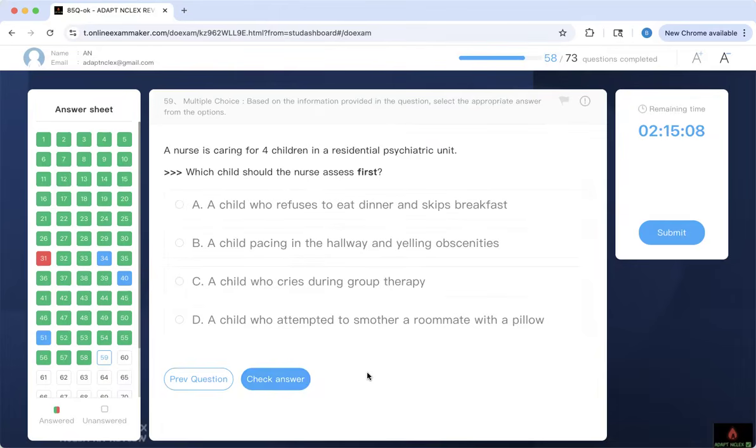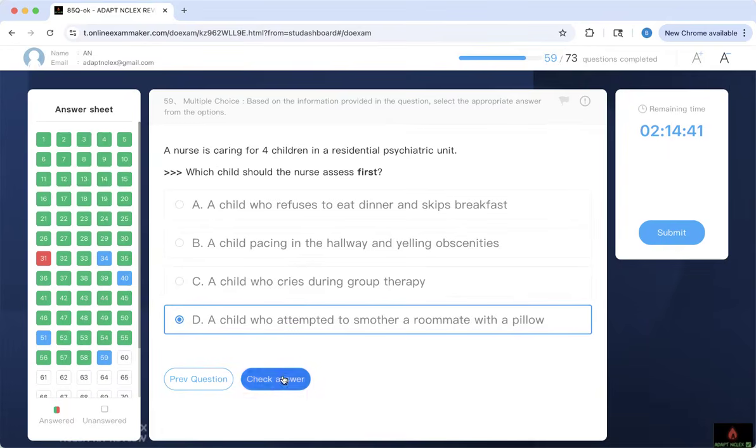And this is caring for 4 clients in the residential psychiatry unit. Mental health, right? Which client should the nurse assess first? That means bad problem. The kids. Client refused to eat dinner and skipped breakfast. Okay. Client is pacing in the hallway and yelling. Okay. The client who cries during a group therapy. Okay. A client who attempted to smother a roommate with a pillow. Suicide. Bad problem. The rest are all okay.